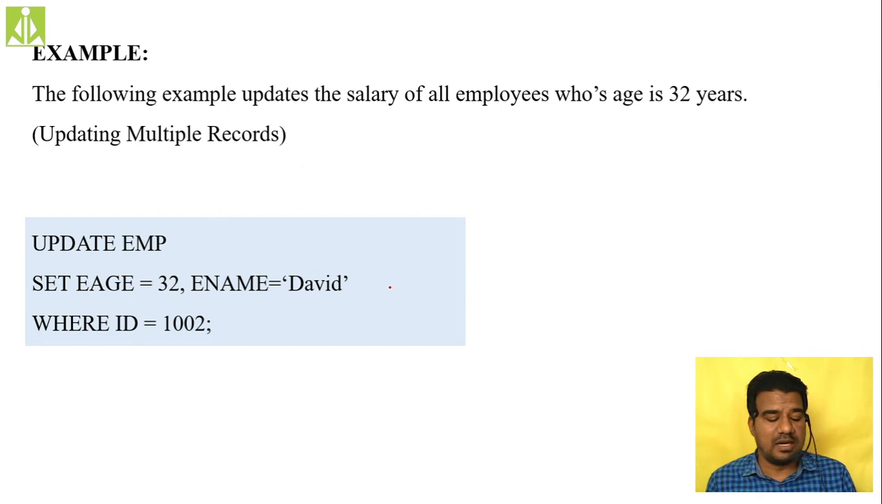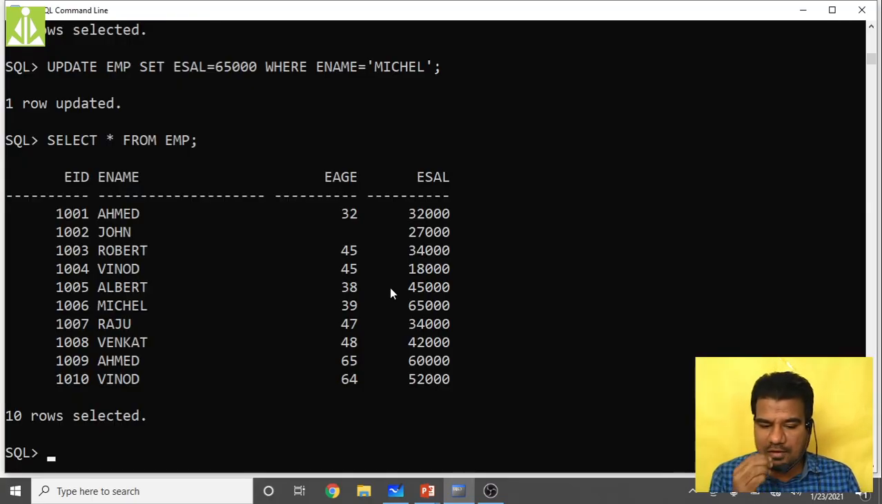Then updating multiple records. Now what I want to do, I want to update multiple records. So to update multiple records, see here, age value redundant we have over here, 45, 45. So where e age is 45, if I mention, what will happen? It will update these two. Just see, let us say I want to edit the salary details of employees whose age is exactly 45. I want to give 50,000 to them. Here Robert is having 34,000 and Vinod is having 18,000. I want to increase their salaries.